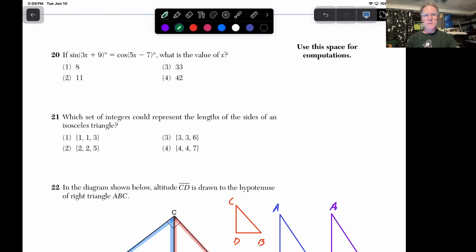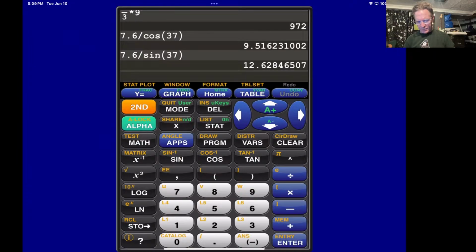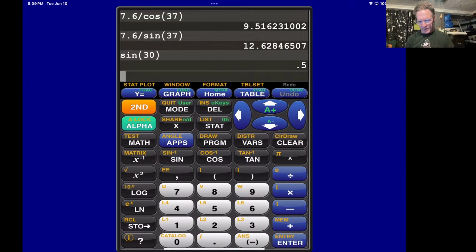What you could always do is just plug in some numbers, right? And plug it in your calculator. So for example, sine of 30. No, not sine of 300. Sine of 30 equals 0.5. Cosine of 60 equals 0.5. They're complementary functions. So those two things have to add up to 90.